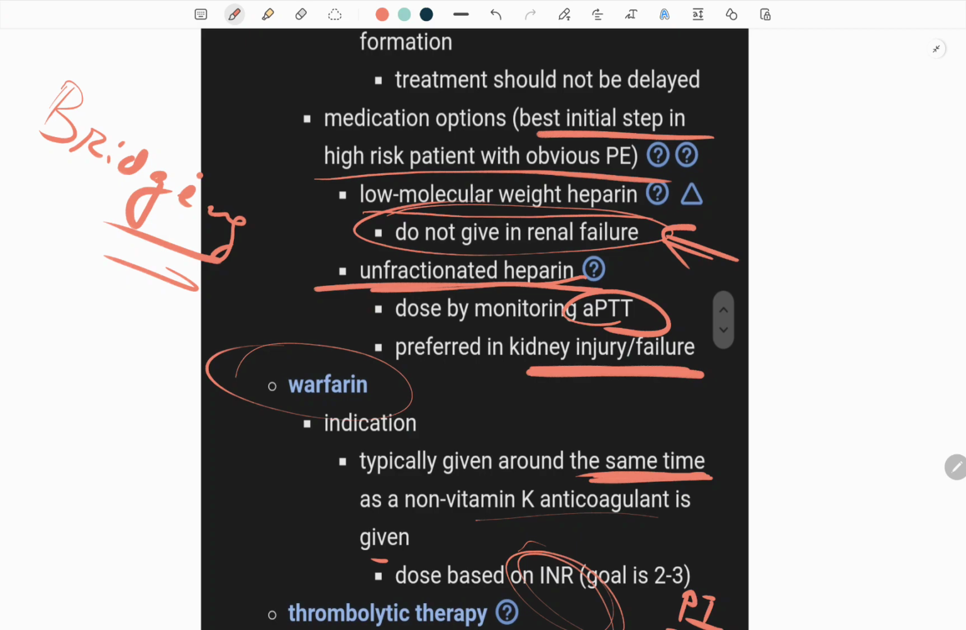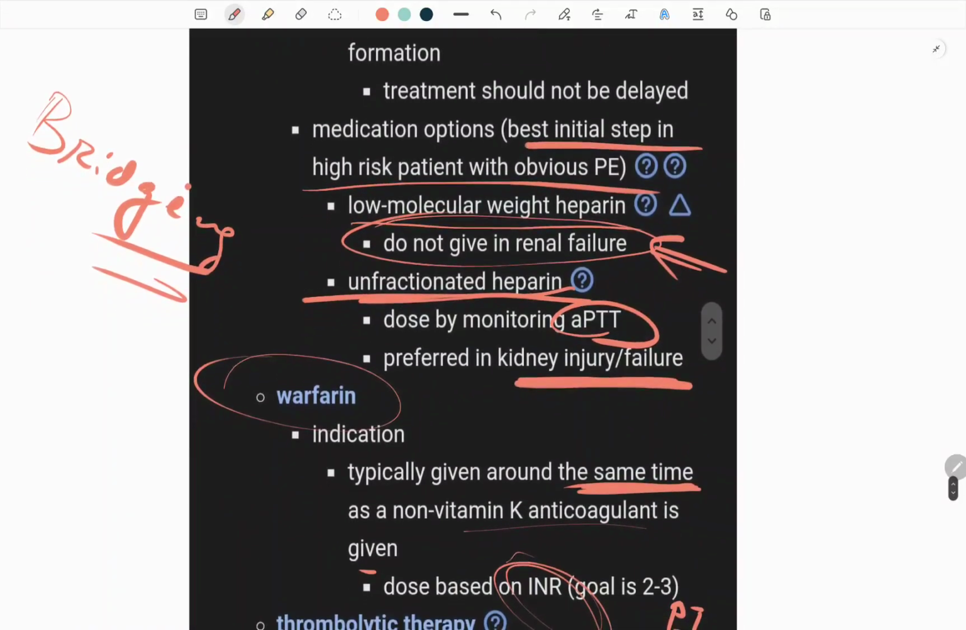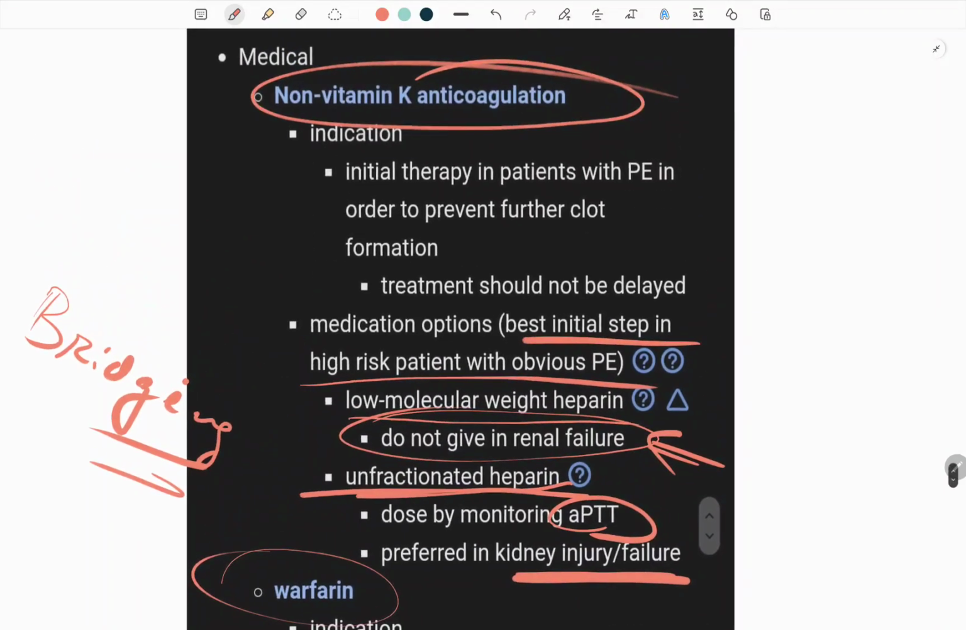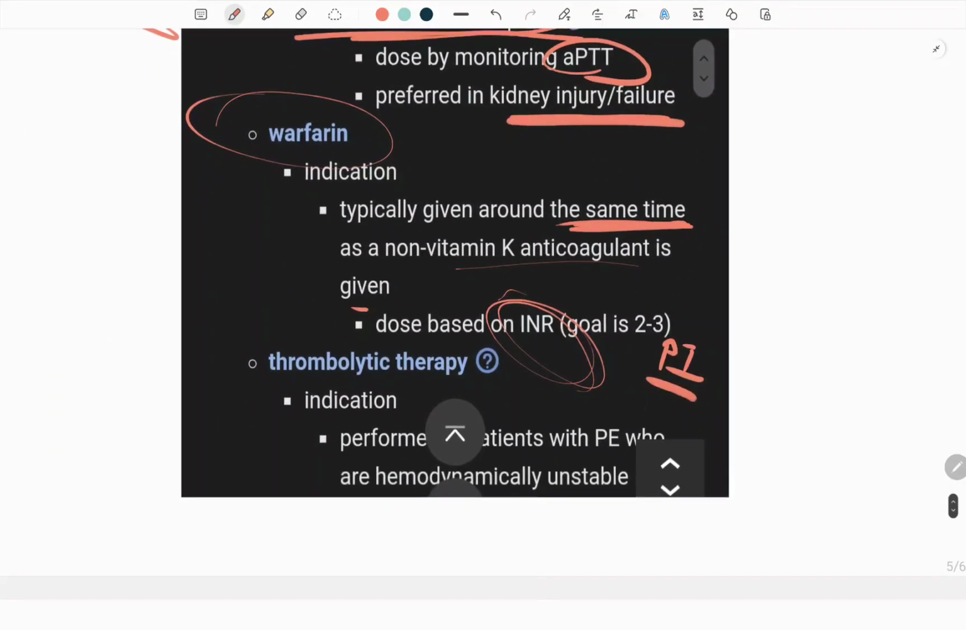And why do we have to do that? Because bridging is important here. Warfarin usually takes a little longer time to act, to get in the blood and do its activity. Until that time we can have heparin do its work, and then the warfarin can take over.